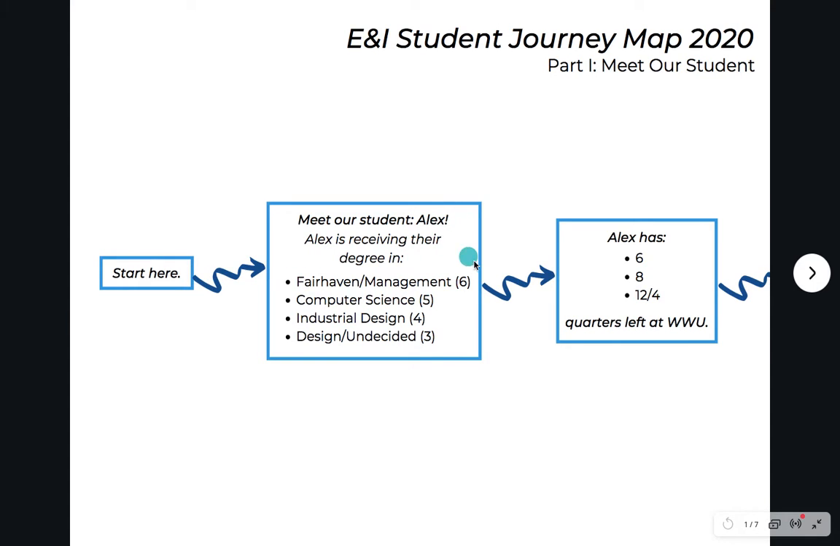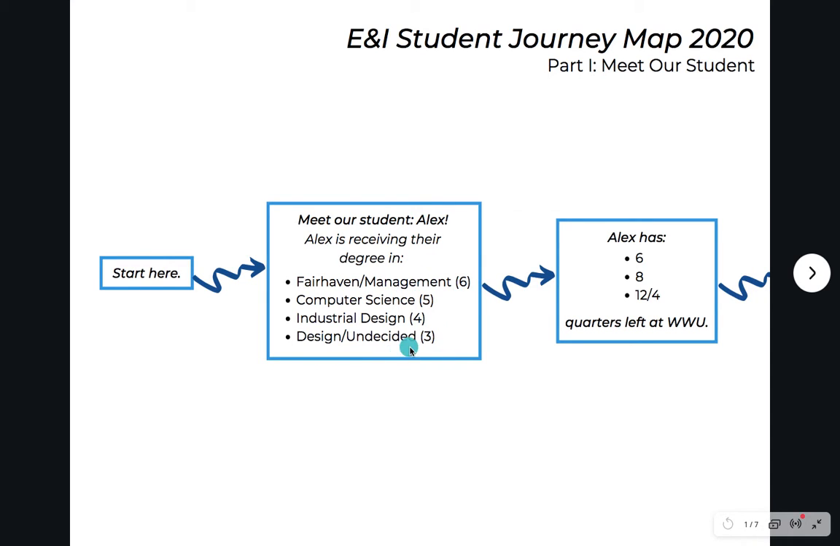So Alex is likely receiving their degree in Fairhaven or Management, Computer Science, Industrial Design, or Design or Undecided. So this process was ranked, these numbers are the frequency that these occurred in our student population. So we've got an equal amount, 6 Fairhaven students, 6 management students, and that's the highest of the same major that we've got. So numbers in parentheses represent frequency.